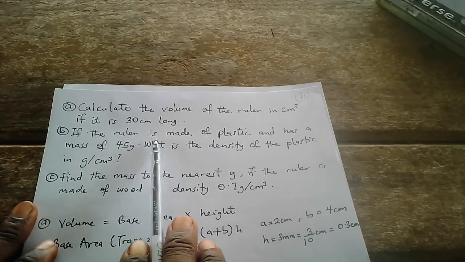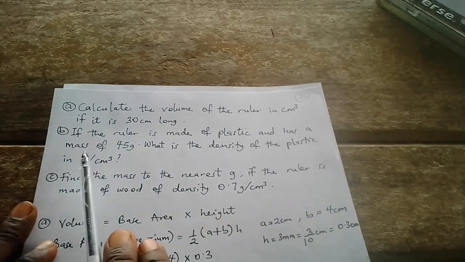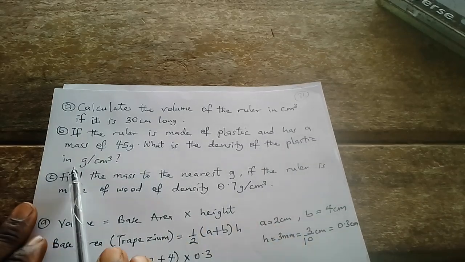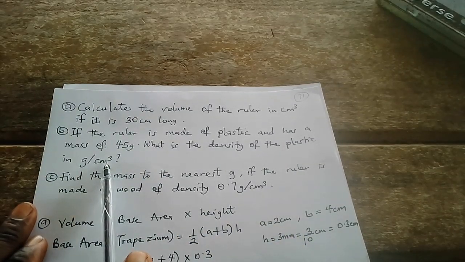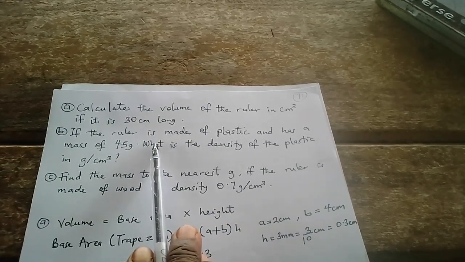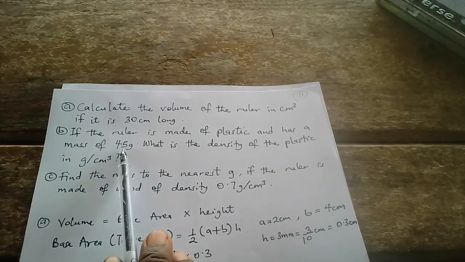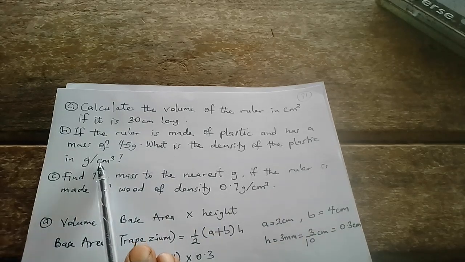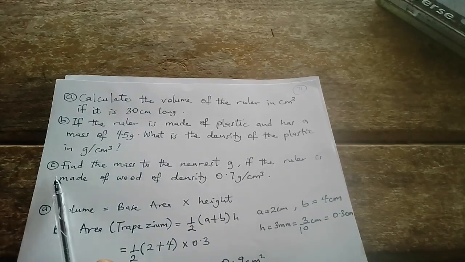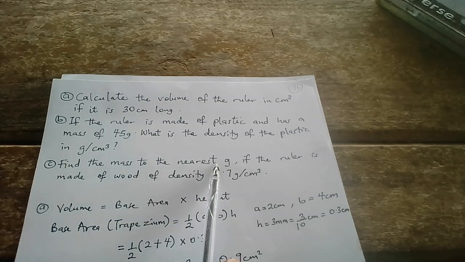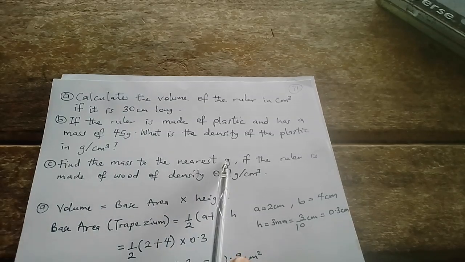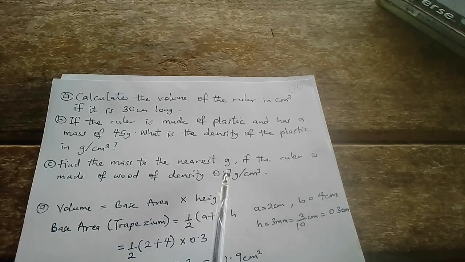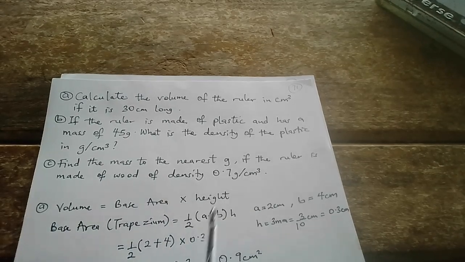B, if the ruler is made of plastic and has a mass of 45 grams, what is the density of the plastic in grams per centimeter cube? C, find the mass to the nearest gram if the ruler is made of wood of density 0.7 grams per centimeter cube.